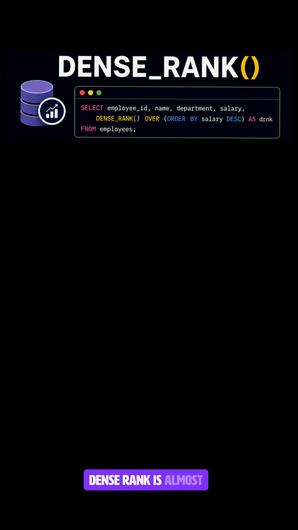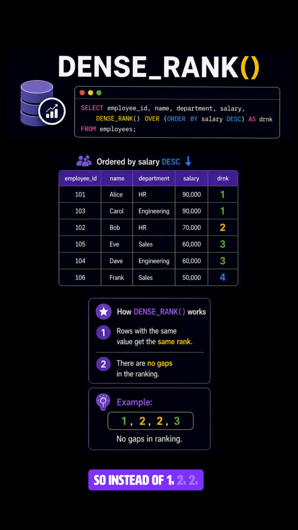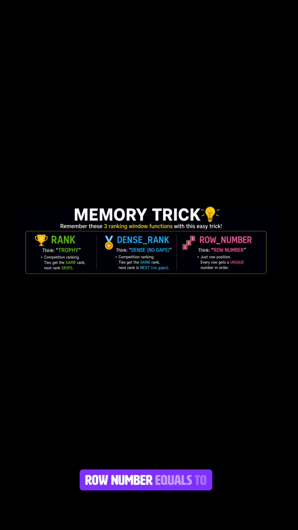DENSE_RANK. DENSE_RANK is almost identical to RANK, except for one important difference. No gap. So instead of 1, 2, 2, 4, you will get 1, 2, 2, 3. This is one of the most common SQL interview questions. Memory trick. ROW_NUMBER, every row is unique. RANK, ties create gap. DENSE_RANK, ties without gap. If you understand this slide, you will never confuse ranking functions again.